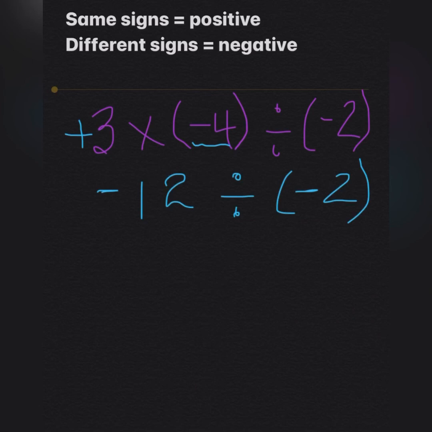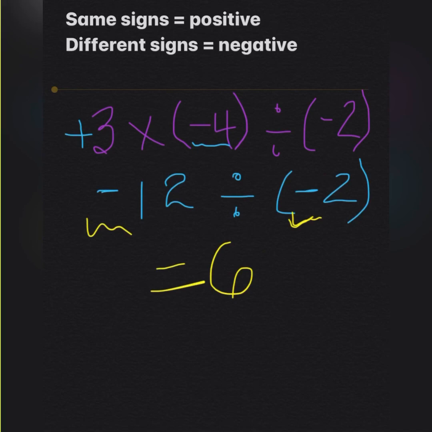Now let's go again. Divide like we know how. 12 divided by 2. How many times can we get 2 out of 12? 6 times. Do they have the same signs or different signs? So because they are both negatives, right? We're going to end up with a positive 6. And our final answer is 6.